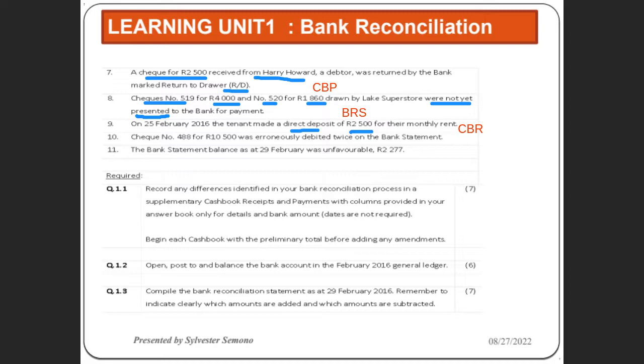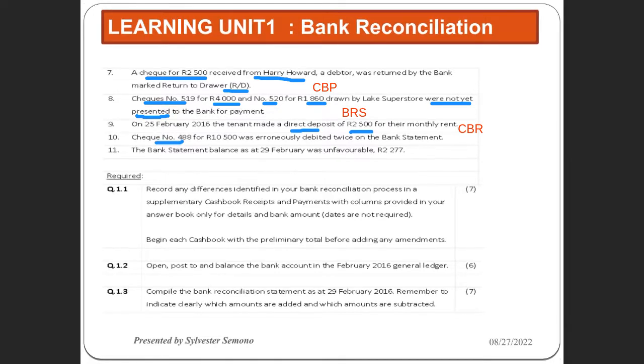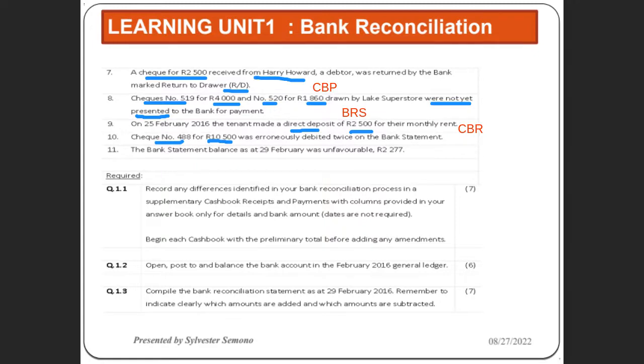Check number 88 for 10,500 was erroneously debited twice on the bank statement. There's an error here. Who made the error? And where do we record? Isn't this the bank reconciliation statement? Yes, the bank reconciliation statement, because the bank made an error. Can you see now?